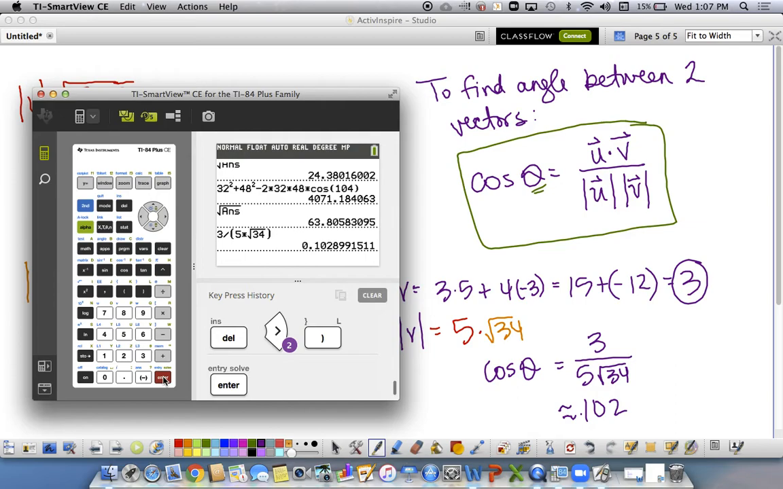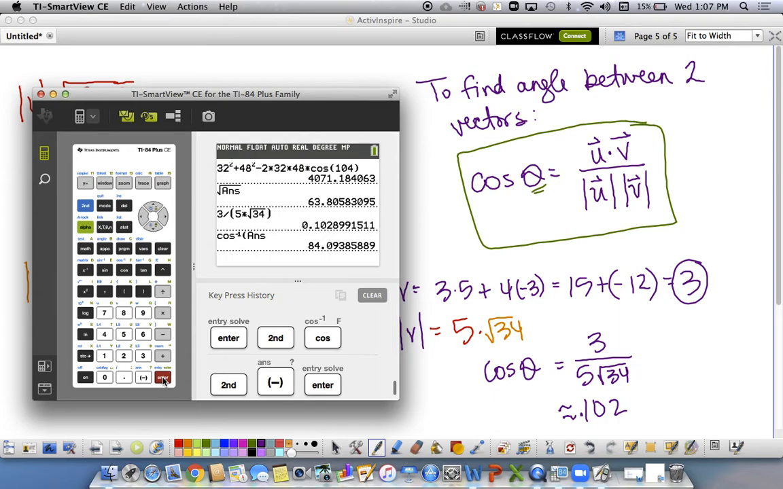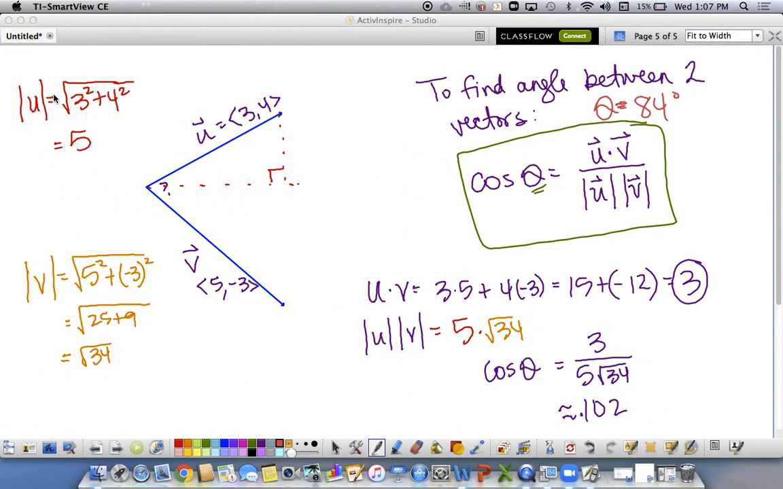Is that my angle? No, it's cosine theta. So I'm going to hit second cosine. So I need the inverse, right? The inverse is 84 degrees. Okay? So cosine theta is this, our theta. Now, let me find a different color. Our theta for this problem is 84 degrees, approximately. 84 degrees between these two angles. Not quite a right angle, but almost. It could be. Let's do another one of those.